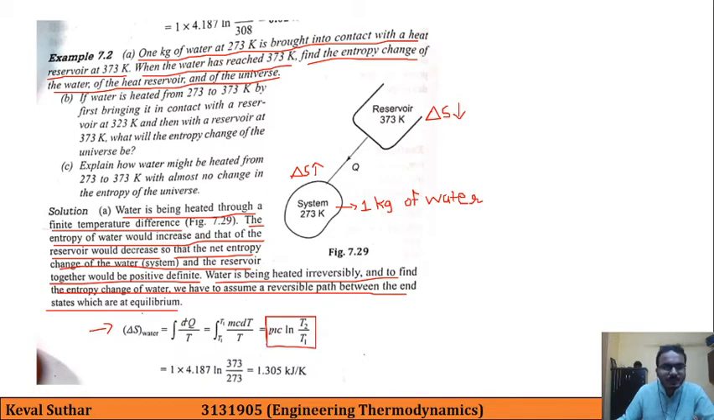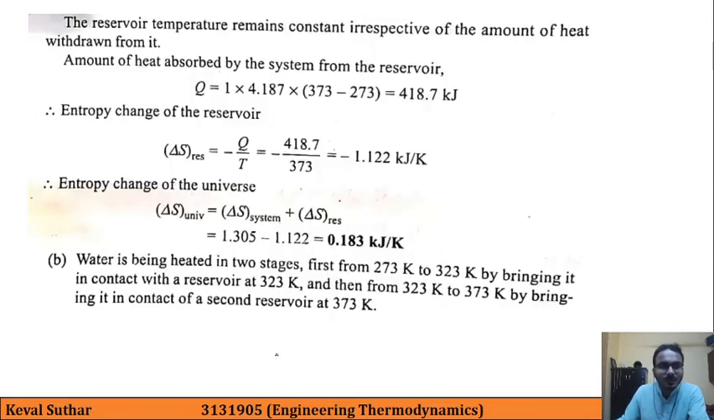So now m is 1 kg, because it is written at the beginning of the question that it will be 1 kg of water. C is the value of the specific heat of water, which is 4.187, ln T2 by T1, that is this. So we are getting this value of delta S water.